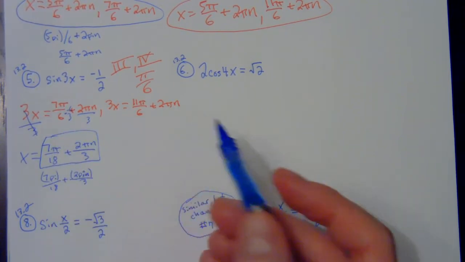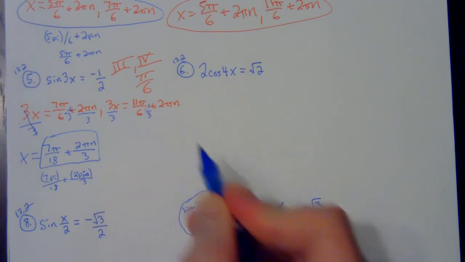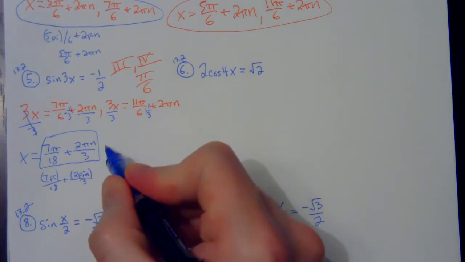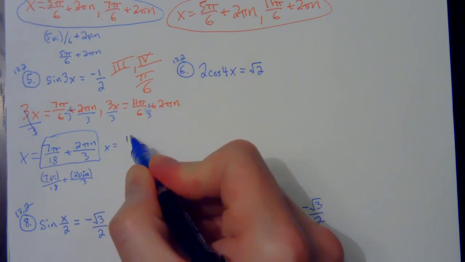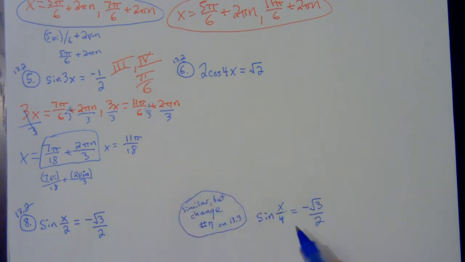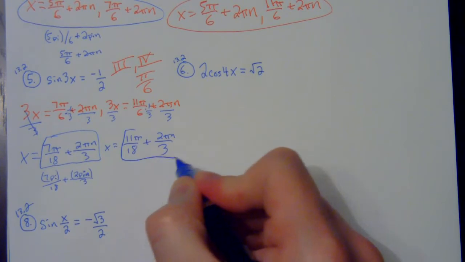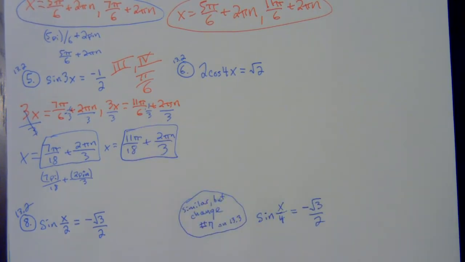And then the other one over here, you're doing the same thing. You're just going to divide everything by 3, and when you divide a fraction by 3, that's the same thing as timesing it by 1/3. And that's also going to give us x equals 11 pi over 18. And I've got to also divide this guy by 3, so that'll be plus 2 pi n divided by 3, and that'll be your second answer right there.